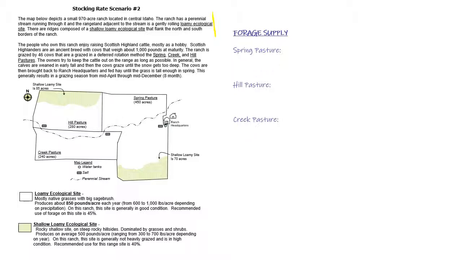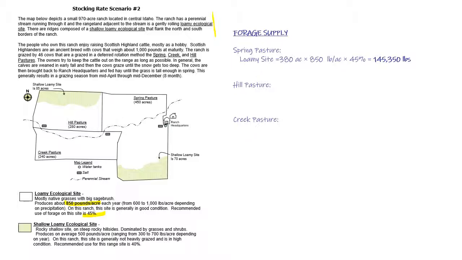It's 450 acres. We know that 70 acres of it is the shallow loam. So that means that the loamy site is 380 acres, 450 minus 70. We know that loamy site produces 850 pounds per acre, because it says in the diagram, and that the appropriate use for that would be up to 45%. So we could use 45% of that on a sustainable level without causing damage. So if you had 380 acres that produces 850 pounds per acre, and you can use 45% of it each year, that would be about 145,350 pounds of usable forage.